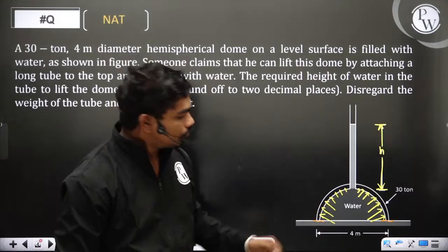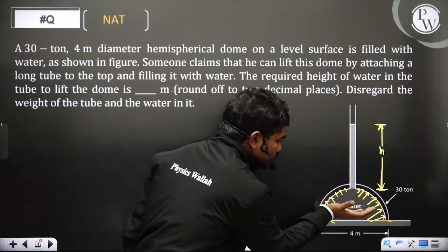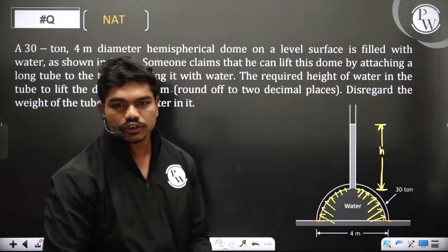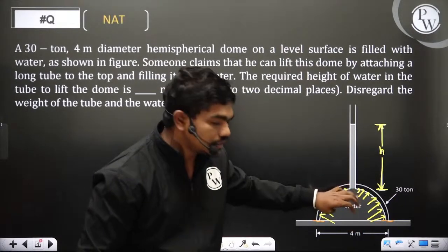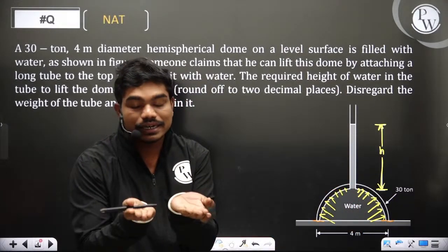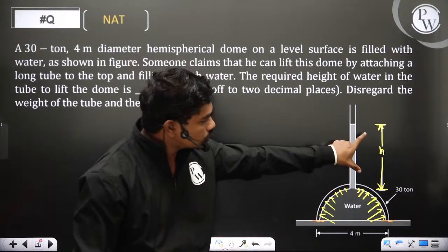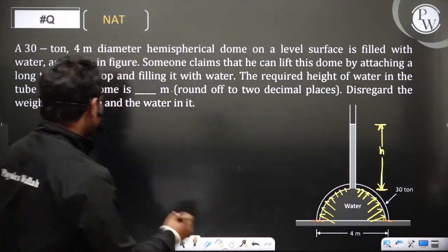Yes or no? Basically, if you keep on pouring water, there comes a particular moment where this dome will lose contact. It's not that you can completely lift the dome, but until this water is stored here, this dome will just get lifted up from this flat surface. Now they are asking what should be this water level h so that this dome can be lifted. Okay, so now let us see.